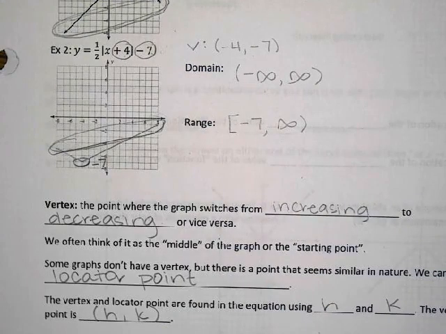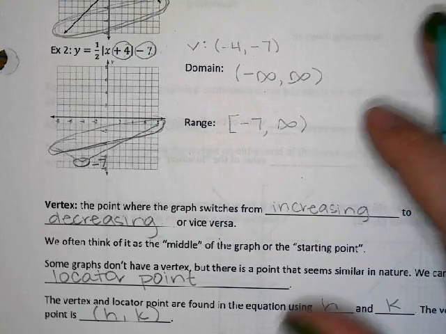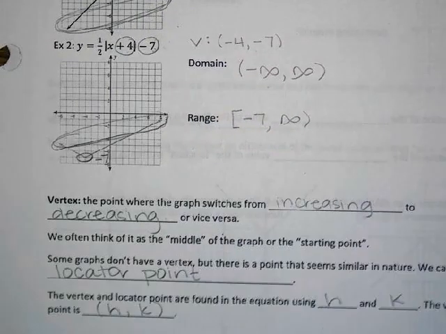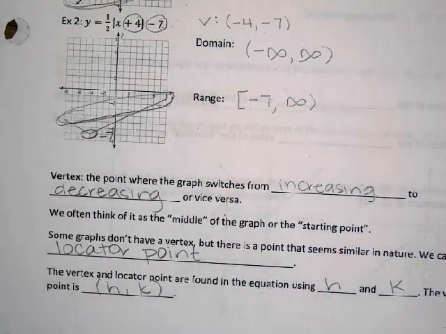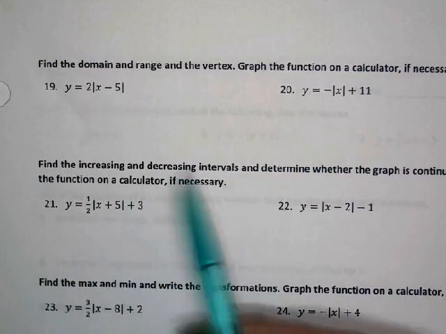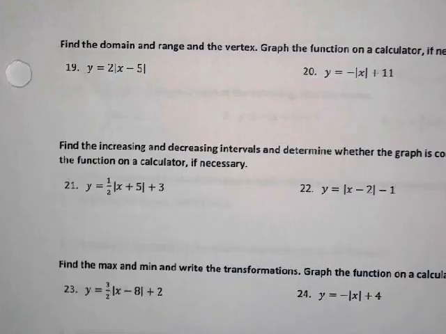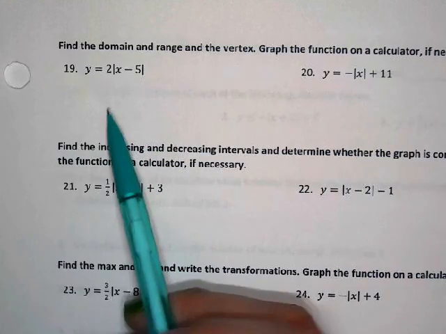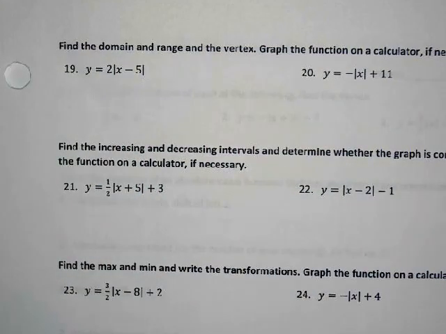All right, so that's the only part of those notes that we're going to do today. We can go back to that assignment from yesterday. And now we're going to look at number 19 and 20. So 19 and 20, and actually we didn't do number 18 either. So 18, 19, and 20 you can do. 19 and 20 specifically ask you to do the domain and the range.